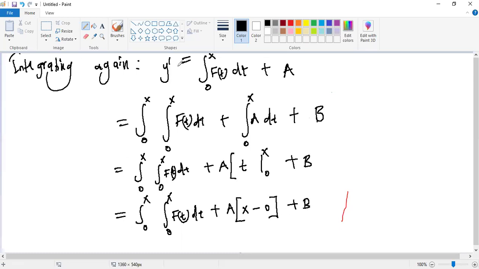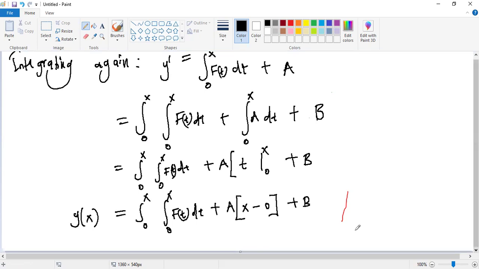So this simply translates to, on this side, we integrated y prime. So what we are going to have is y of x. So y of x is equal to, let me write it here, integral from 0 to x, integral from 0 to x of f of t dt plus a x plus b.